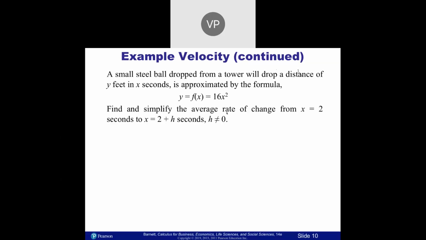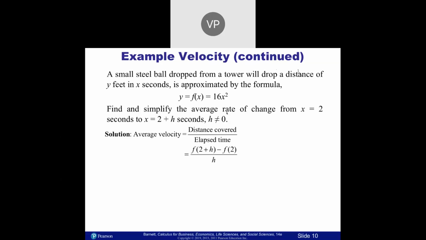Okay, so now same kind of thing here. They want you to find and simplify the average rate of change from x equals 2 to x equals 2 plus h. All right, so h is going to be a new variable that we're going to introduce. And we're going to have to figure out what happens, because h could be 1, so a total of 1 second has passed, or it could be 5, another 5 seconds has passed, but h is going to be our new variable.